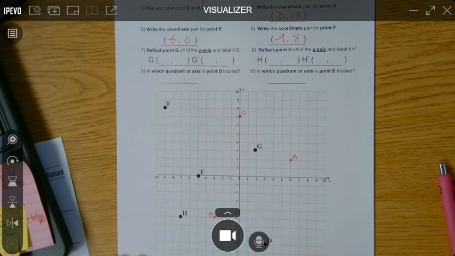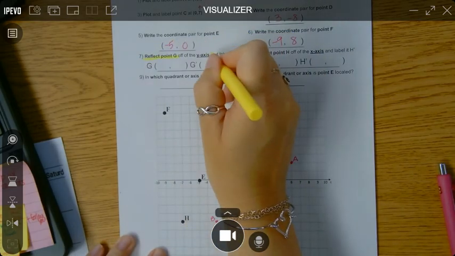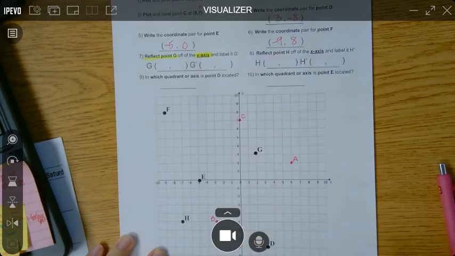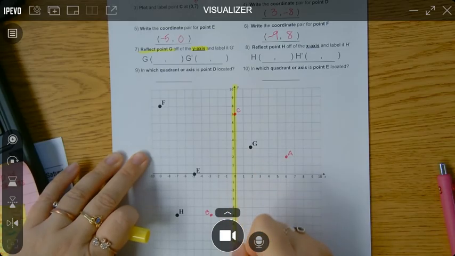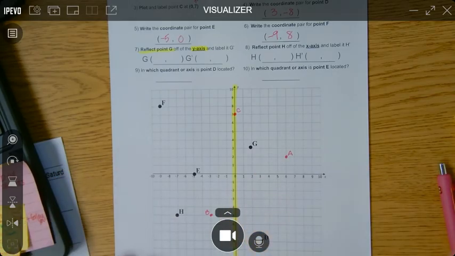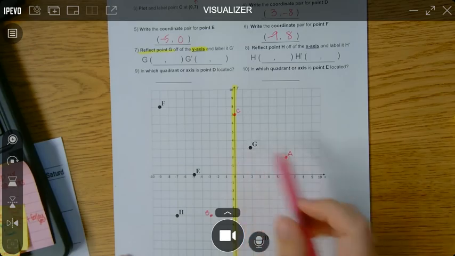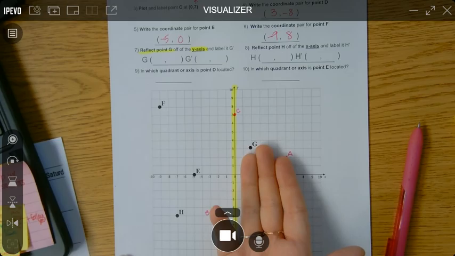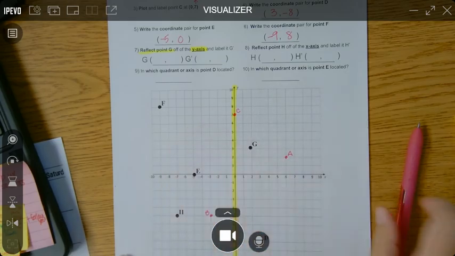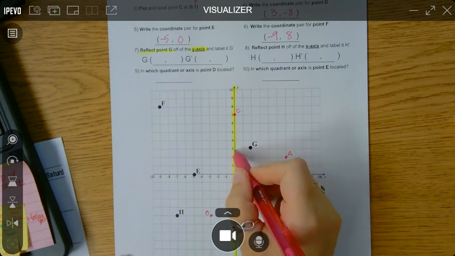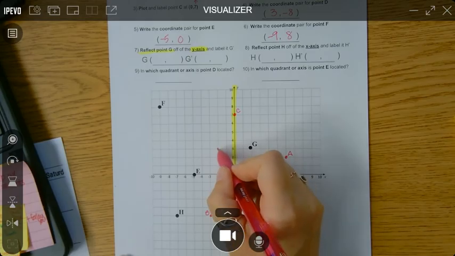So for G right here, it wants us to reflect G over the y-axis. Well, first off, which one's the y-axis? That's this one, the up or down one, right? So if you find G, how far is G from this line? It's 1, 2 away, right? And reflecting means I'm basically going to take this and kind of flip it or reflect it over that line, okay? So if this is 2 away from this line on this side, how far would it be from this side? It would also be 2 away.